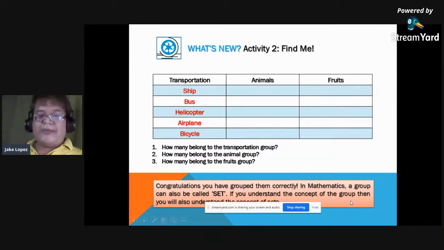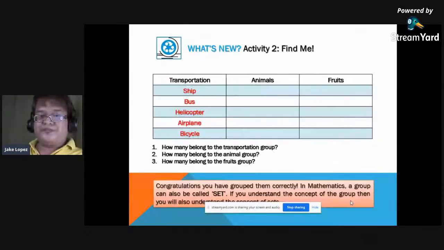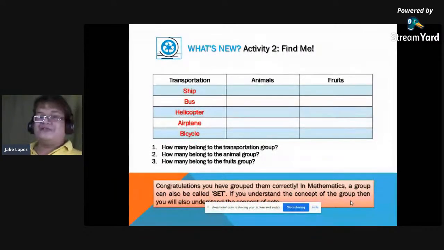So let me go back to the picture here. I'll give you 5 seconds to view the picture, or maybe 10 seconds. All right, so do you see it? Do you see the objects according to their group? Okay, so the questions are: number one, how many belong to the transportation group? As the example shows, we have five. So you have an answer for number one.